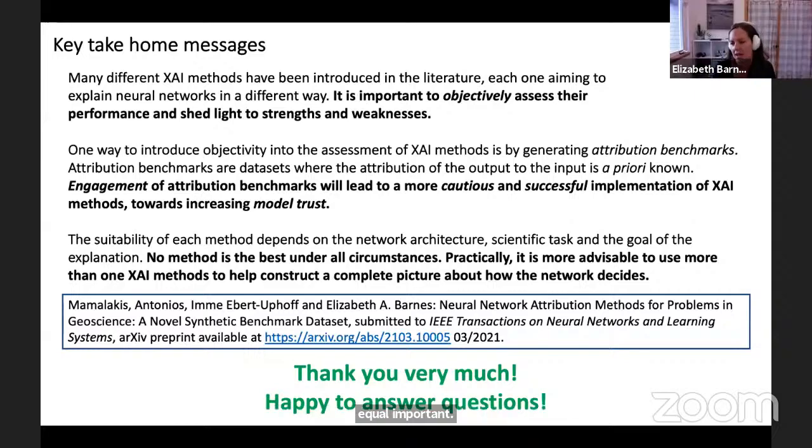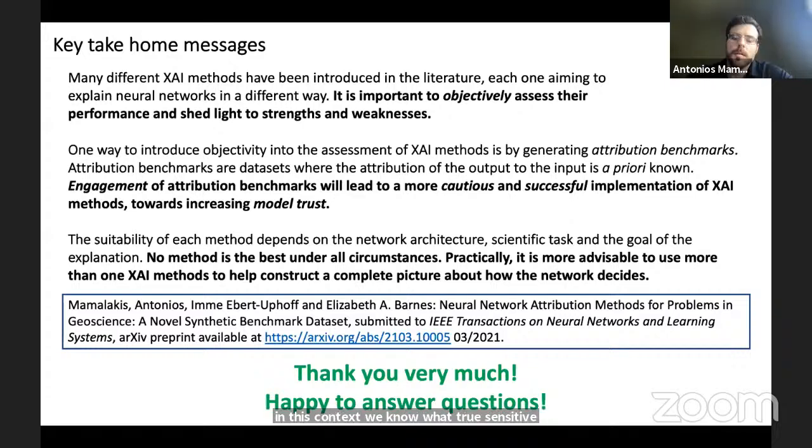So spinning off of that, there was another question about the relationship between sensitivity as measured, for example, by the gradient, and attribution. And then they ask, in this context, do we know what true sensitivity is? So sensitivity and attribution are not the same. If we think of the neural network as a function, sensitivity is the gradient at a specific point.